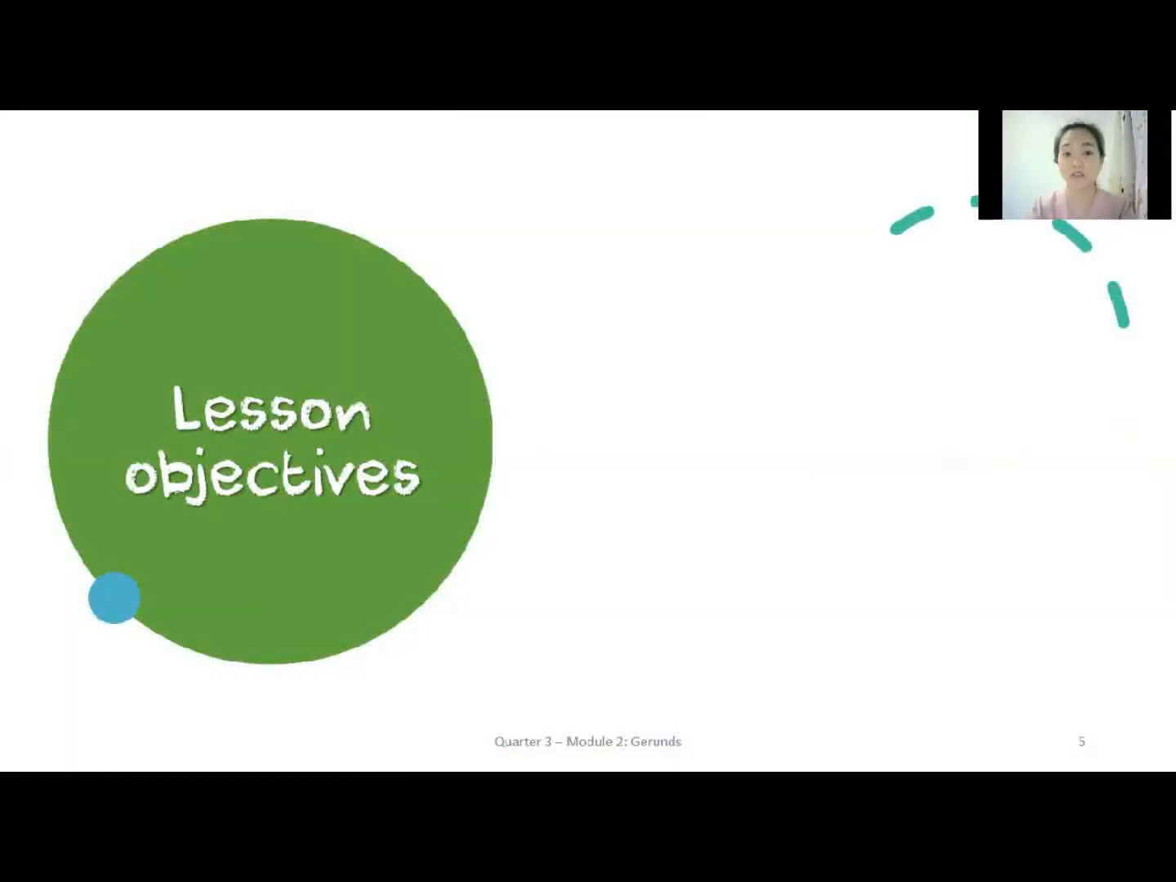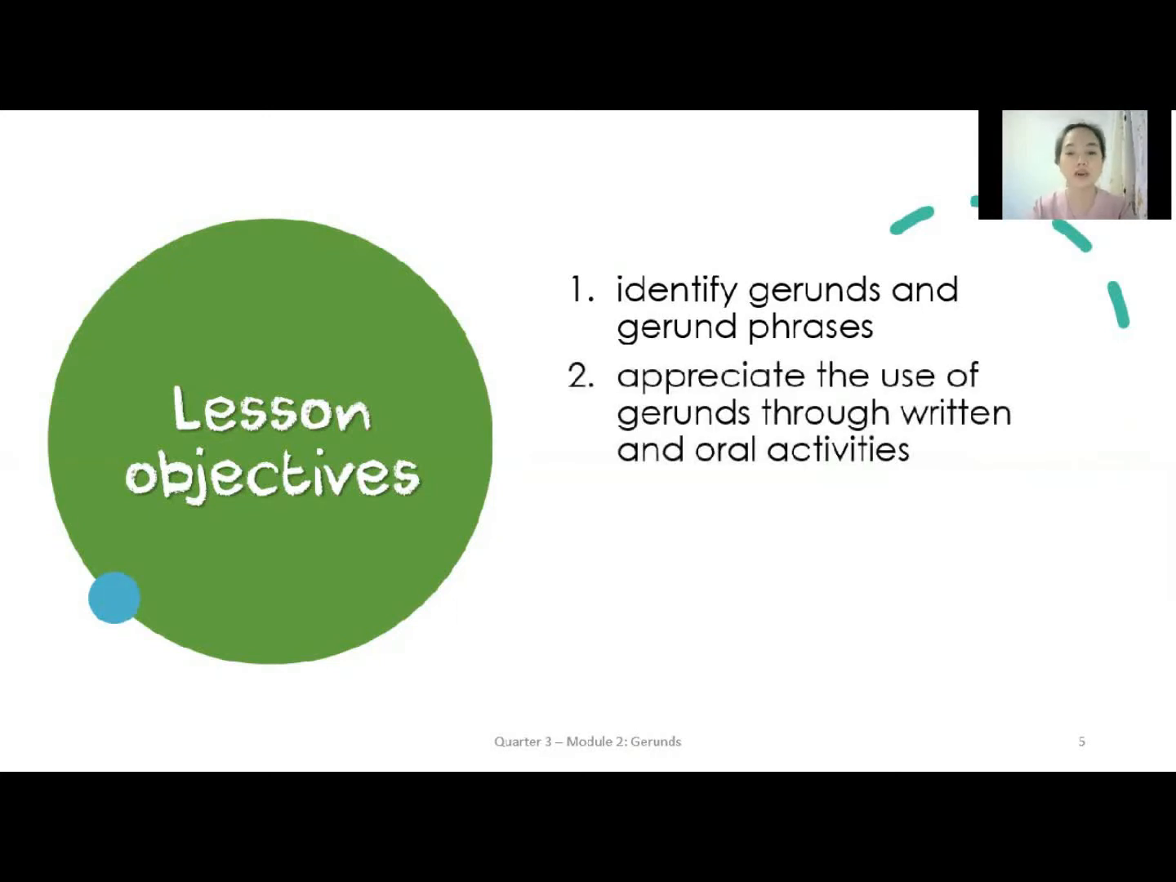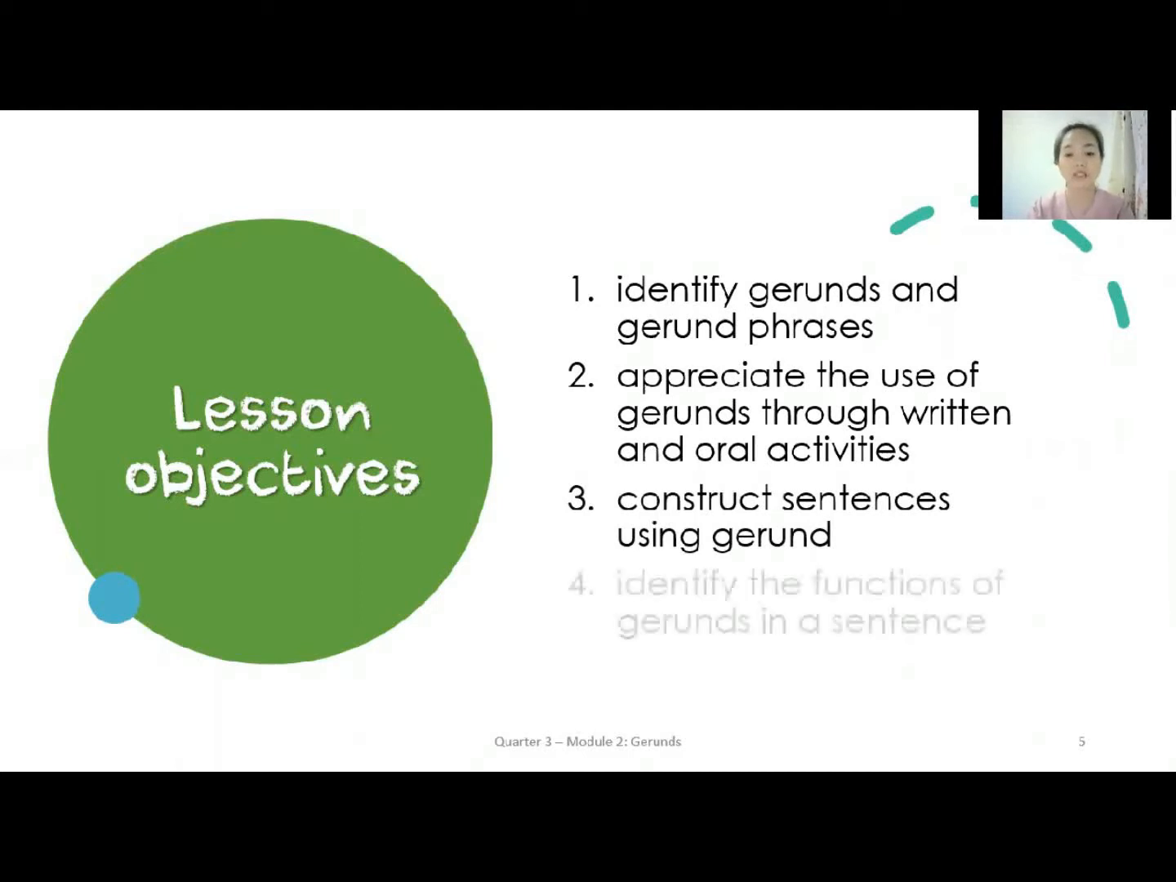Let's have first the lesson objectives. In this lesson, we have 4 objectives that we need to achieve right after the discussion. The first objective is to identify gerunds and gerund phrases. The second objective is to appreciate the use of gerunds through written and oral activities. The third objective is to construct sentences using gerunds. And the last objective is to identify the functions of gerunds in a sentence. So right after our discussion, you are expected to achieve all these lesson objectives.